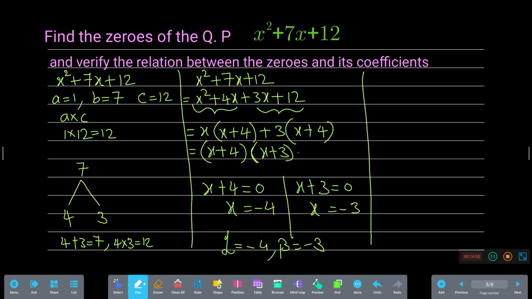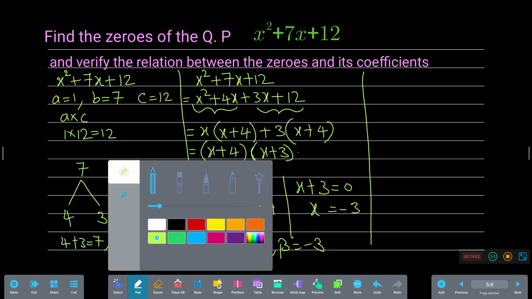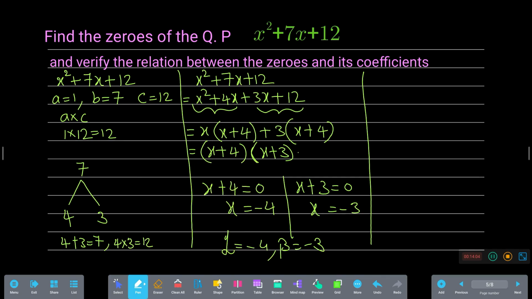Okay, and now we'll go to the relationship between the coefficients and zeros. So what is alpha plus beta?